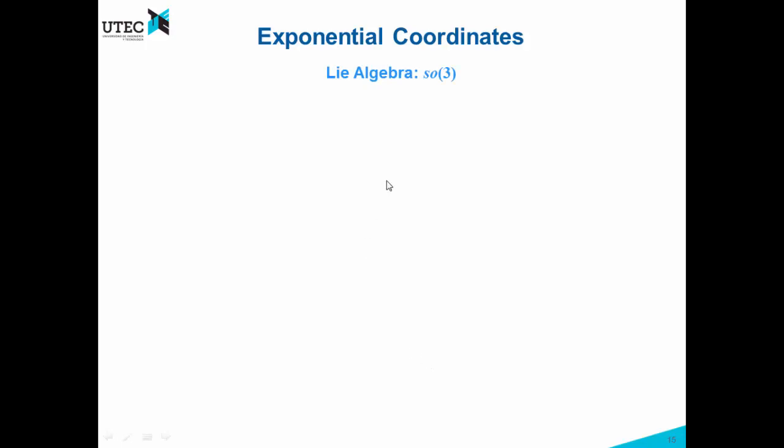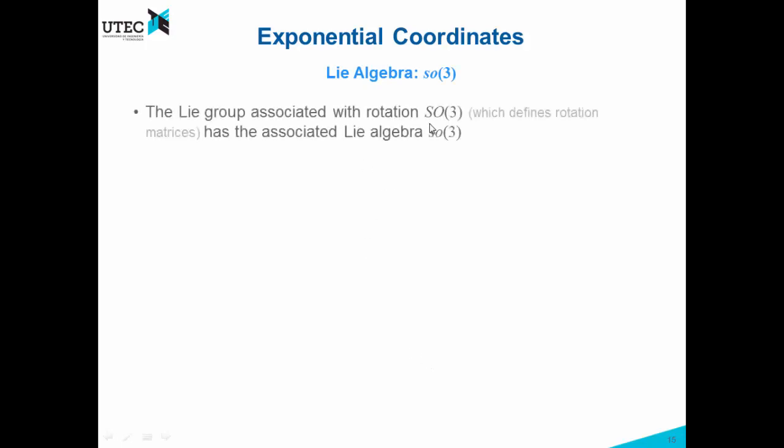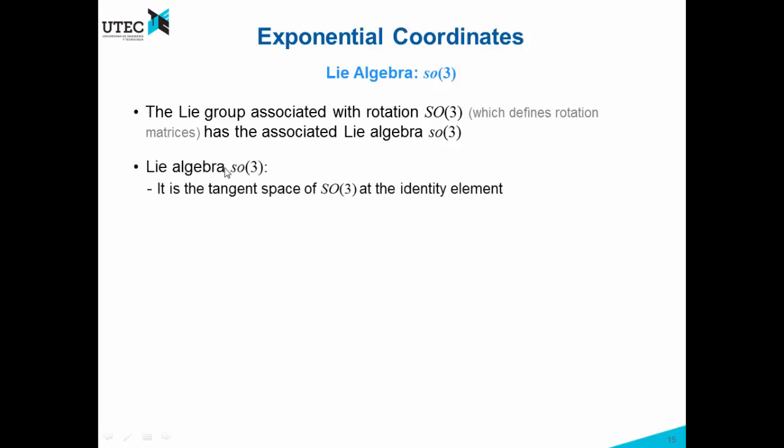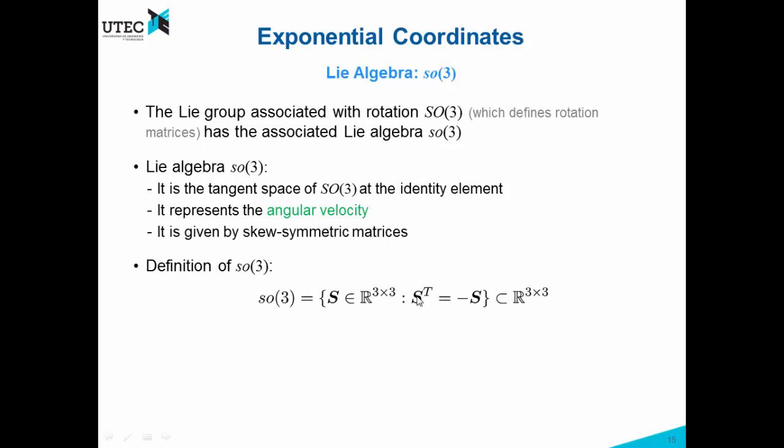Just to end this part, let's see Lie algebra, which is more a mathematical concept. The Lie group associated with rotation SO(3), if you remember, capital SO(3) represents all the rotation matrices. It has the associated Lie algebra so(3) in lowercase letters. The Lie algebra is the tangent space of SO(3) at the identity element, and it represents the angular velocity. So all the angular velocity vectors lie in this Lie algebra space. It's given by skew-symmetric matrices, and this is a definition, that the matrix has to be skew-symmetric.